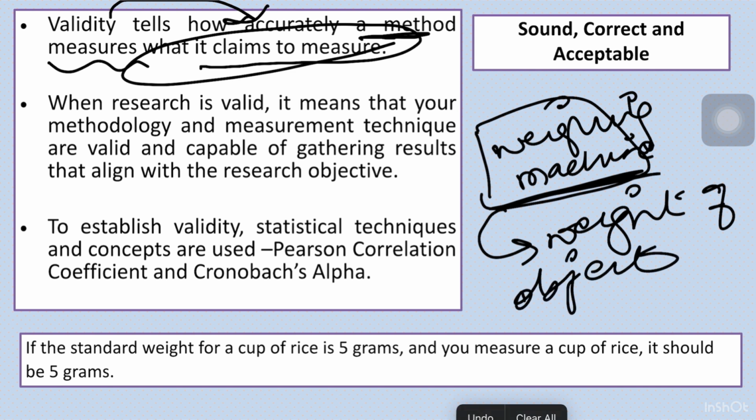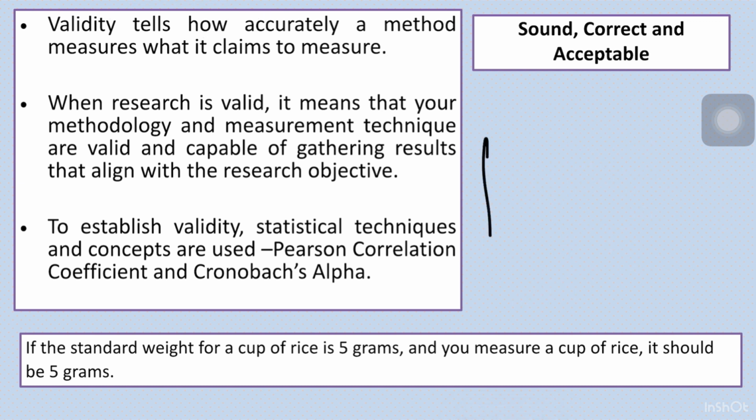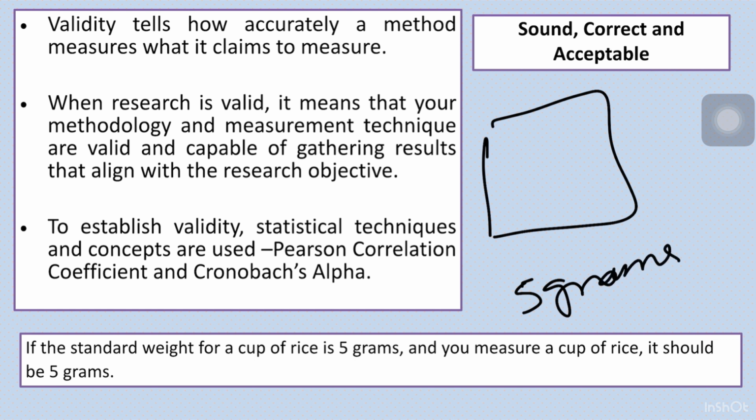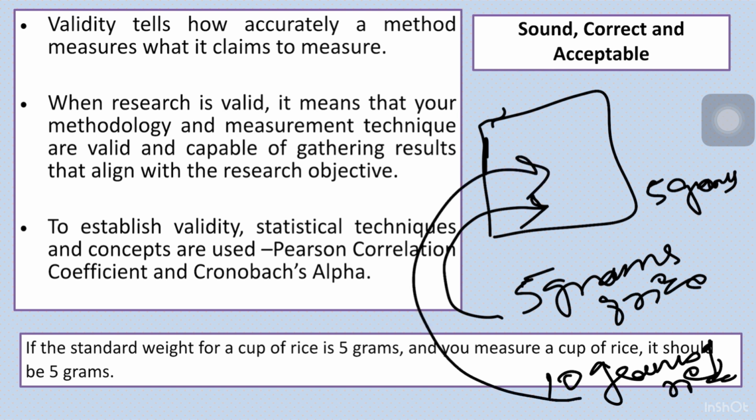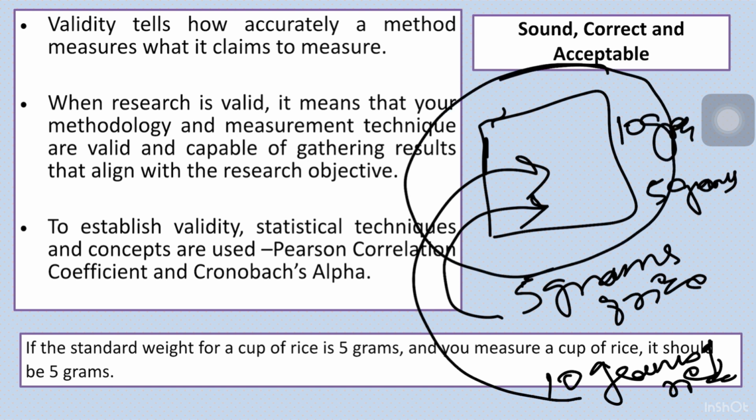So let's understand this with the help of an example. There is a weighing machine. I put 5 grams of rice on it and the weighing machine tells me 5 grams. Next I put 10 grams of rice on the weighing machine, and the result it gives me is 10 grams. I can say that my weighing machine is valid.